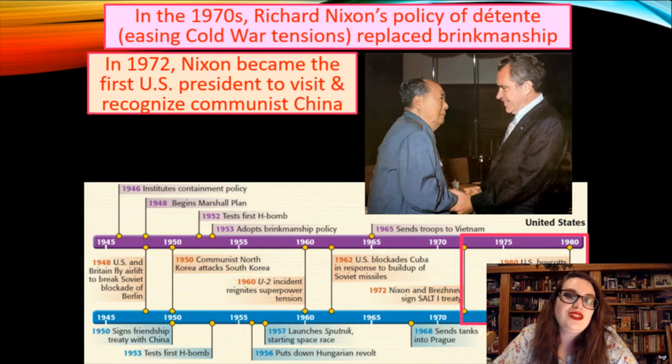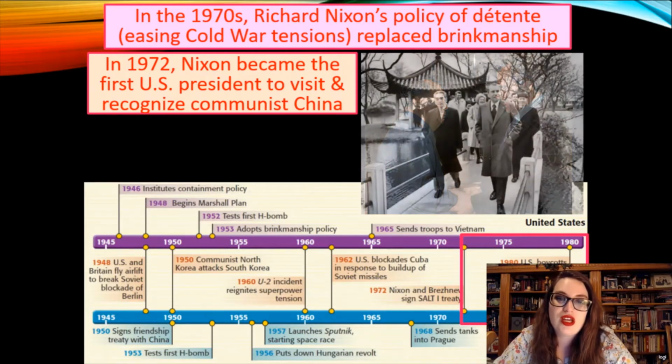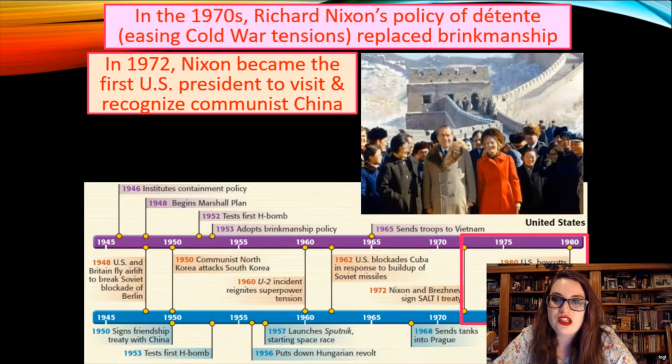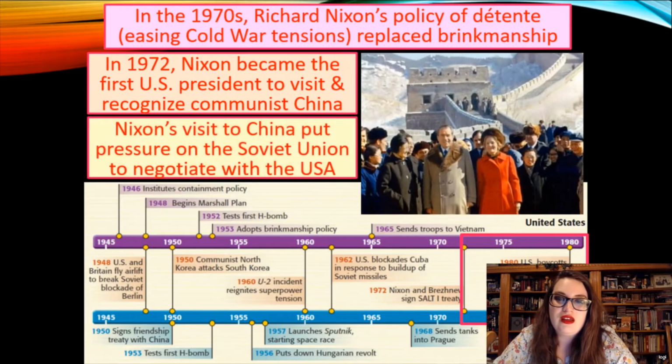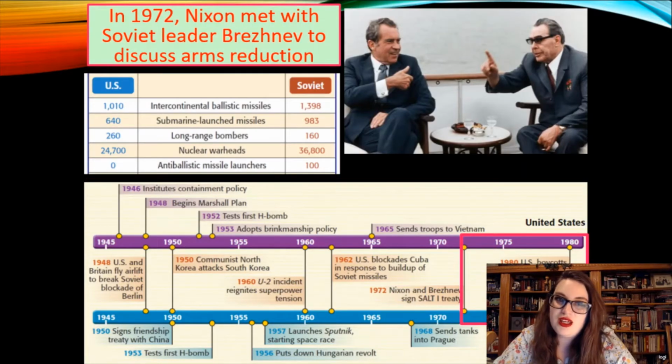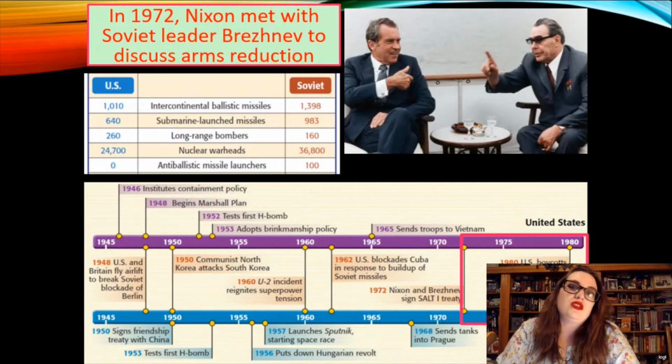So in 1972, Nixon became the first U.S. president to visit and recognize Communist China. First gotta go over there. Now, Nixon's visit to China put pressure on the Soviet Union to negotiate with the USA. In 1972, Nixon met with Soviet leader Brezhnev to discuss the arms reduction.